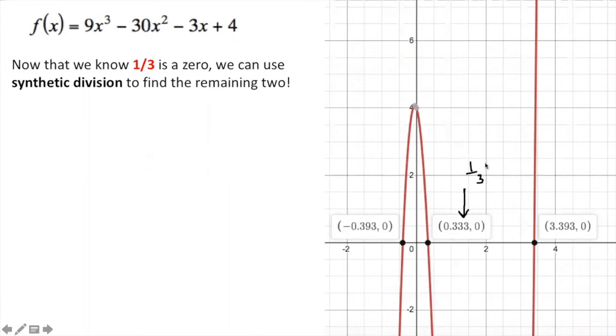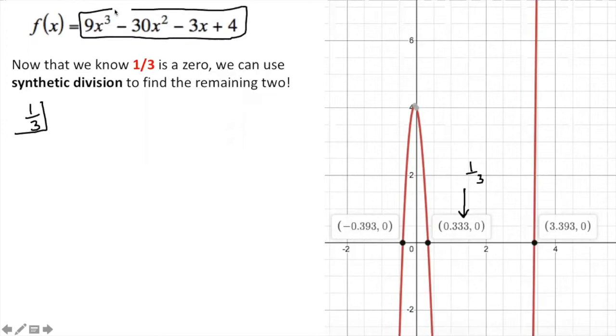So what we're going to do is we're going to take this 1/3 and we're going to use synthetic division. So we're going to divide by this 1/3 here. And what I like to do is put it in a little bracket. And then I write down the coefficients of the polynomial. The coefficients are just the number part.